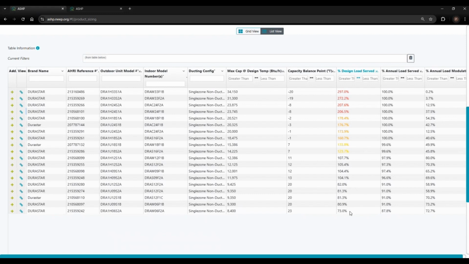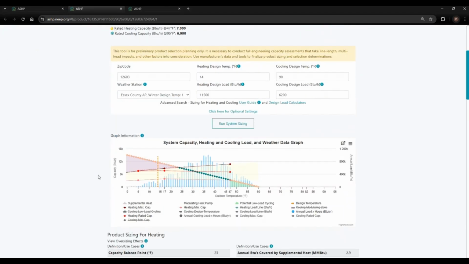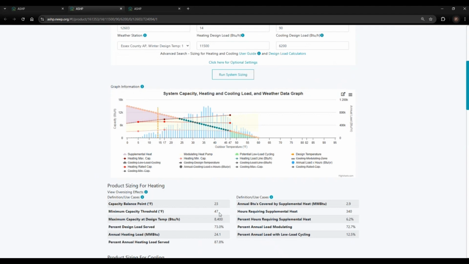I'm going to select this heat pump with 73% design load served that has 87.8% annual load served and 72.7% annual load modulating. As we scroll down to the system capacity, heating and cooling load, and weather data graph, we can analyze this undersized system and how it should operate year-round. We can see that the potential low load cycling zone is now green and relatively small and does not cover the peak of the annual load times hours. It only goes to 47 degrees at the minimum capacity threshold.